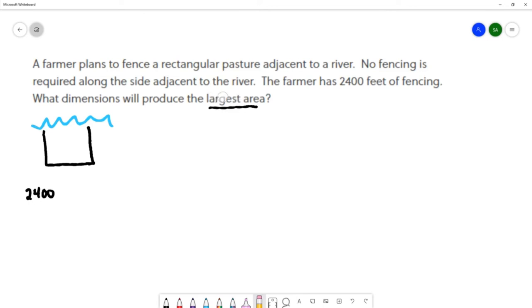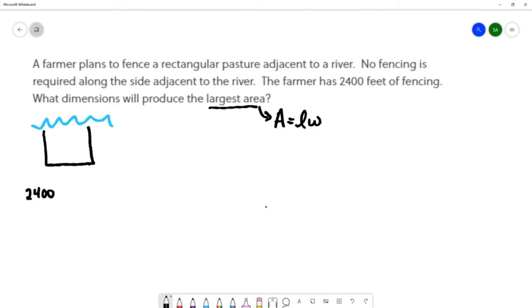So we need to create an equation that represents area so that we can use calculus to optimize, or find the largest area. We know that from our figure, our pasture is rectangular, and we can find the area of that pasture by doing length times width. So this is going to be our primary equation, the equation that we're going to use the calculus on.